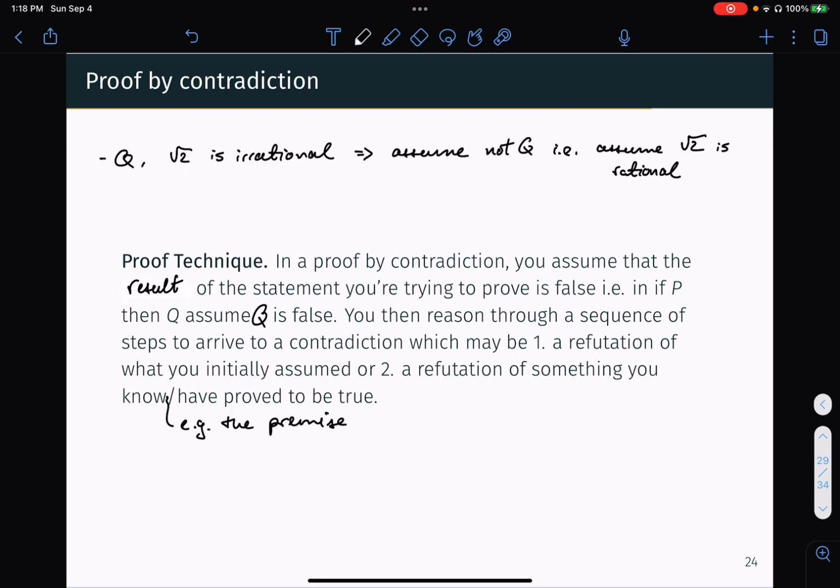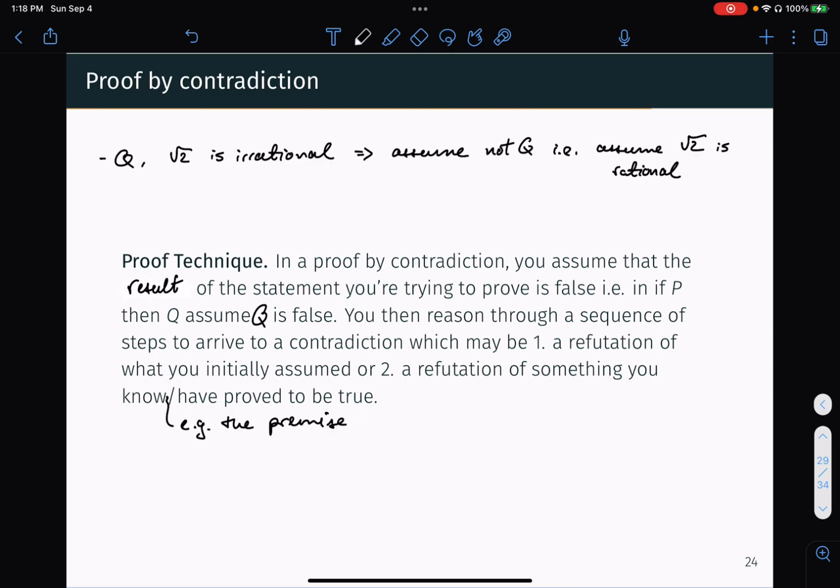And once you assume this, now you reason through a sequence of steps to arrive at a contradiction. Okay, that's the whole purpose of this, is that you want to arrive at a contradiction so that you know that what you initially assumed was incorrect, and in fact, P is true.